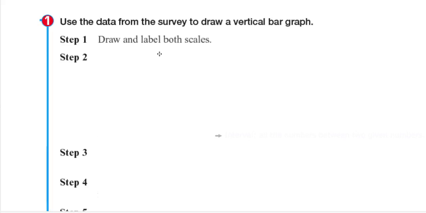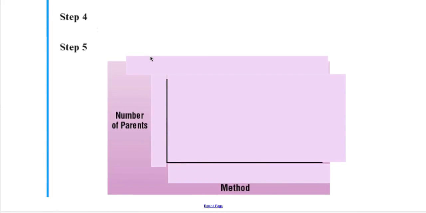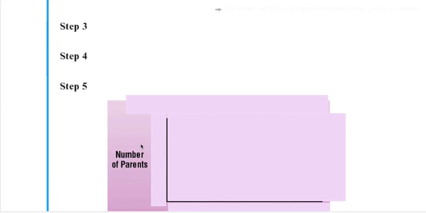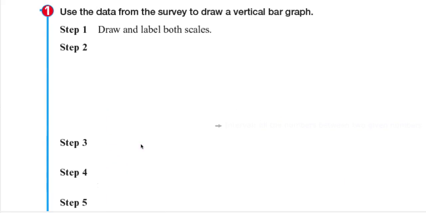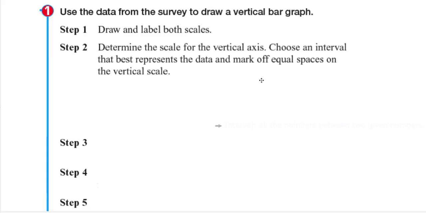Step number 1, draw and label both scales. So step number 1, we label the vertical scale as number of parents and the horizontal scale as the method. Okay, so step number 1, we draw and label both scales. Step number 2, we determine the scale for the vertical axis. Since the vertical axis only has the numbers, we determine the scale. We also choose an interval that best represents the data and mark off equal spaces on the vertical scale.